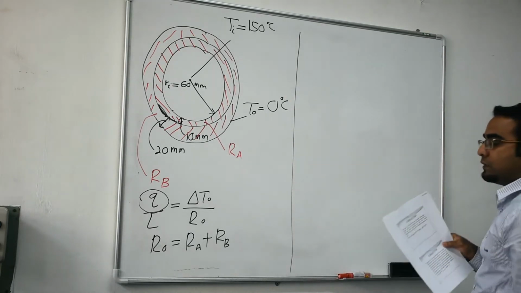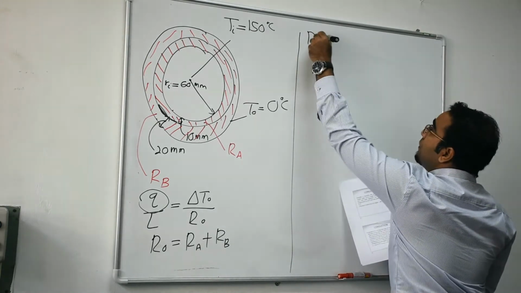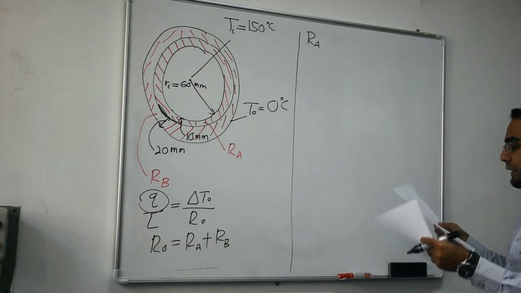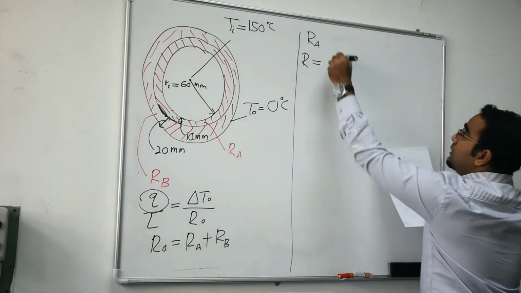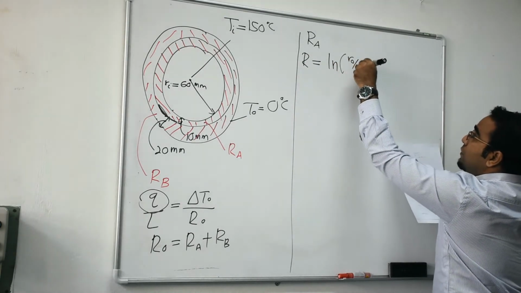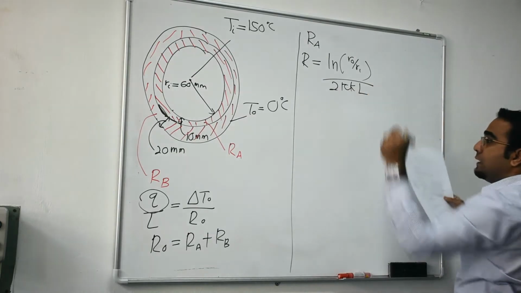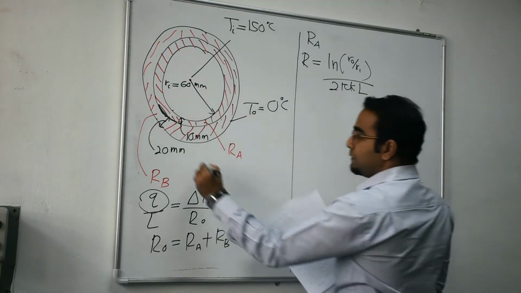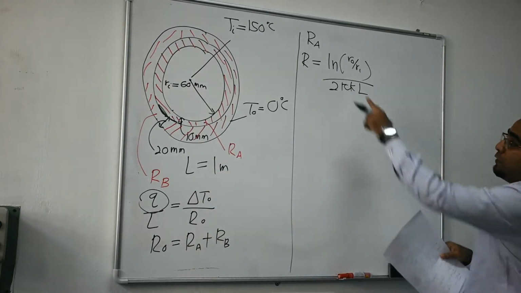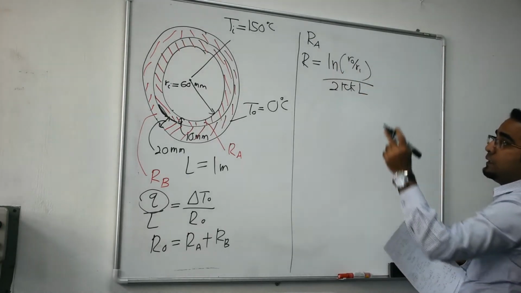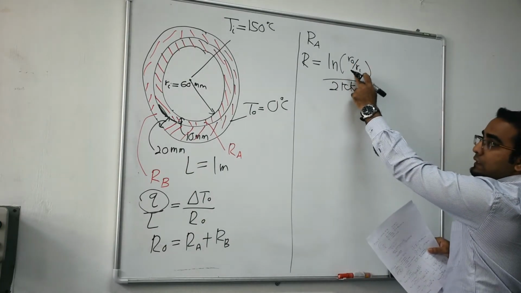So we are going to solve, since we have to find the value of RA and RB, we'll start with the value of RA. So to find the value of RA, we'll be using the equation R is equal to ln RO over RI over 2 pi K L. And we know the L of the pipe is 1 meter. So in order for us to find the value of RA, we have to find for layer A. So this is our layer A. What is the outside diameter? What is the inside diameter?